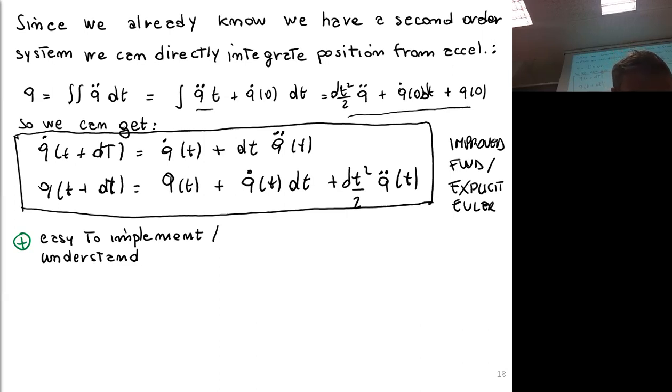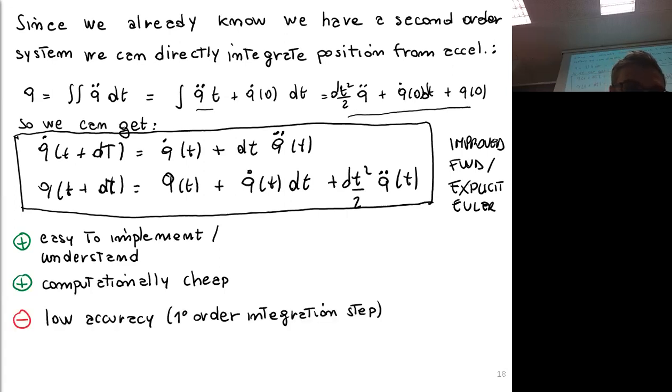And why is forward Euler favorable? Its main pro is that it's easy to understand and implement. You see, the formula is very easy. It's computationally cheap for one single step. The con is that it's low accuracy because it's a first order integration step, so we get an approximation of the first order to the integration error.